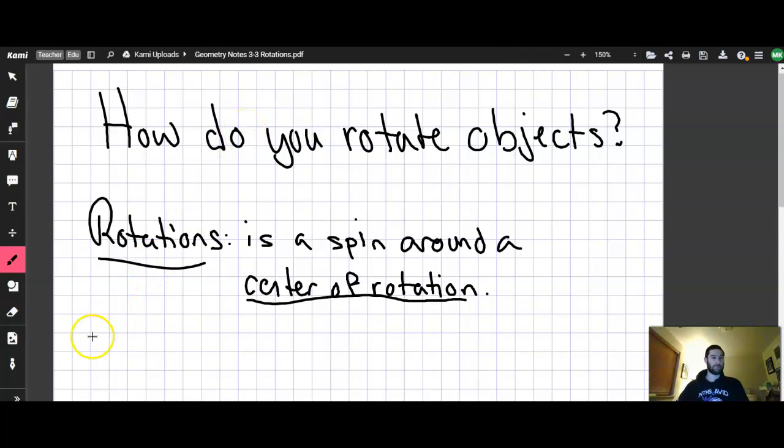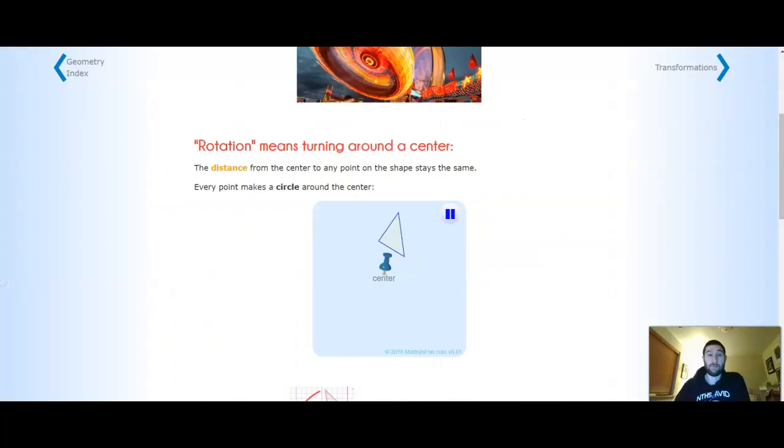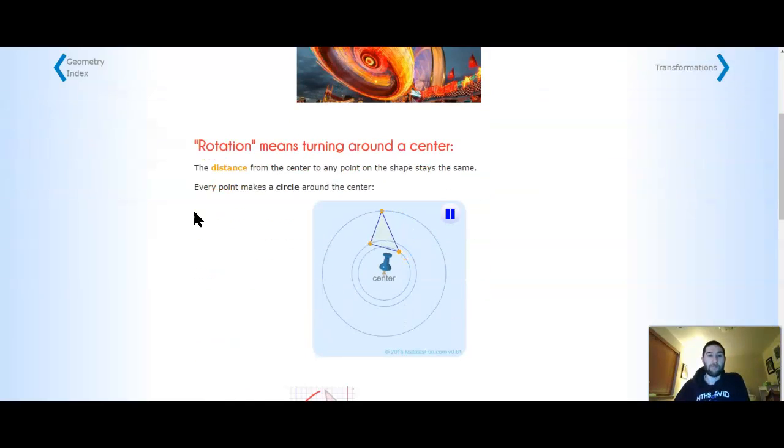So, referring to our second page here, we have ourselves another little bit of rotation knowledge from Math is Fun, and I guarantee you math is so much fun. Ladies and gentlemen, here we're talking a little bit about distances.